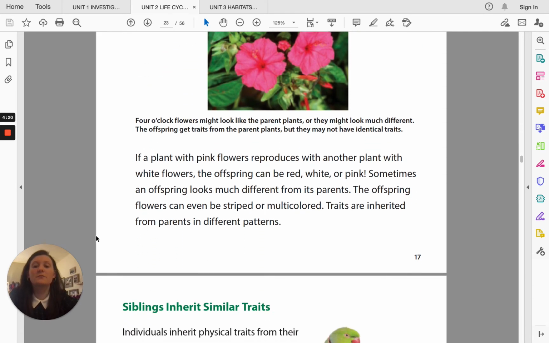If a plant with pink flowers reproduces with another plant with white flowers, the offspring can be red, white, or pink. Sometimes an offspring looks much different from its parents. The offspring flowers can even be striped or multicolored. Traits are inherited from parents in different patterns.